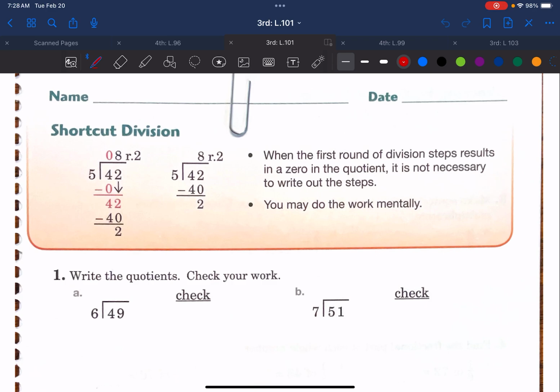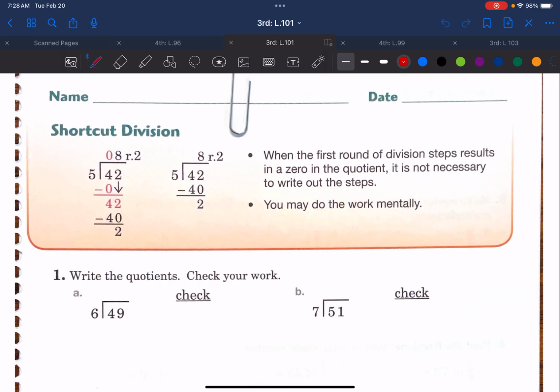Today you have lesson 101, and the front side of this paper I am going to show you, but I really want to caution you about using this strategy unless you feel really confident in your division. So really, this doesn't change how you do division. It just more or less takes away one step.